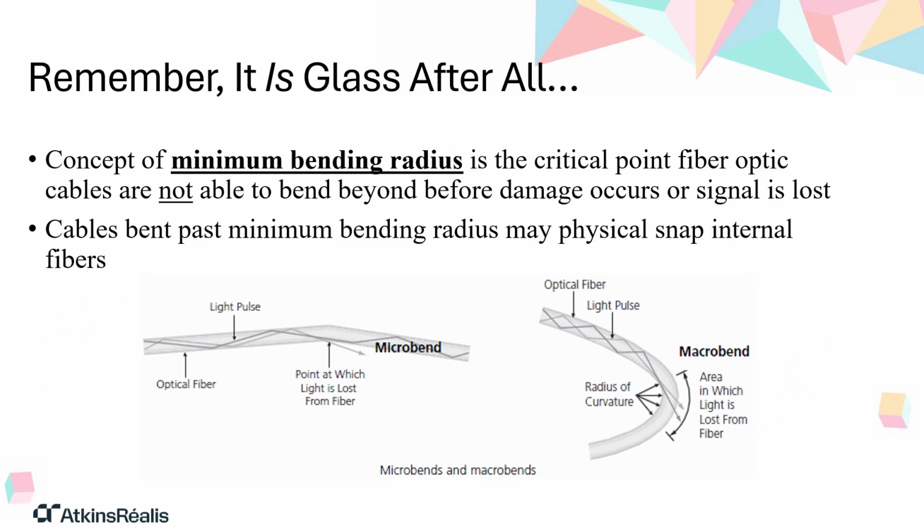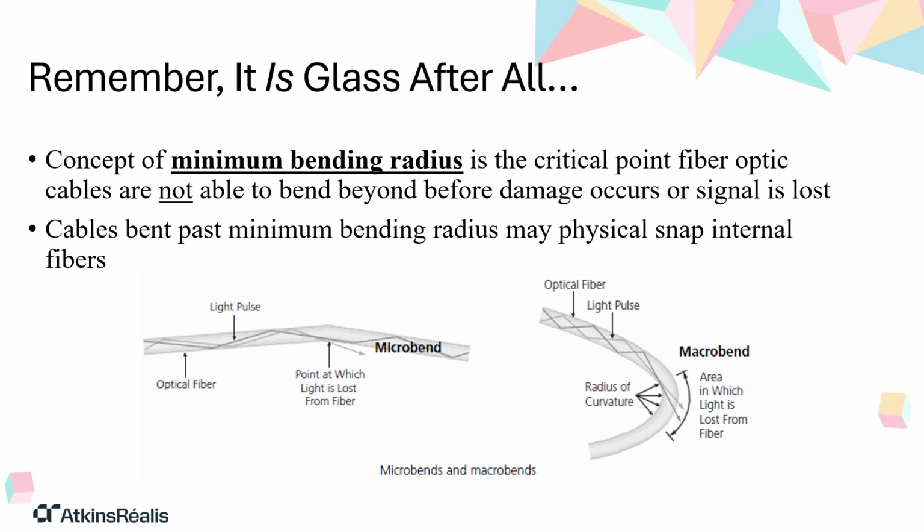Regardless of the fiber optic cable type used, one thing is common with all fiber optic cable, and that is it's developed using glass, which means that we've got really fragile fibers within these cables, and we need to be cognizant of that. The concept of minimum bending radius is a critical consideration for fiber optic cables. And what this means is that you cannot bend a cable beyond this point before you start seeing the individual fibers, the glass, start to snap and damage or be broken.